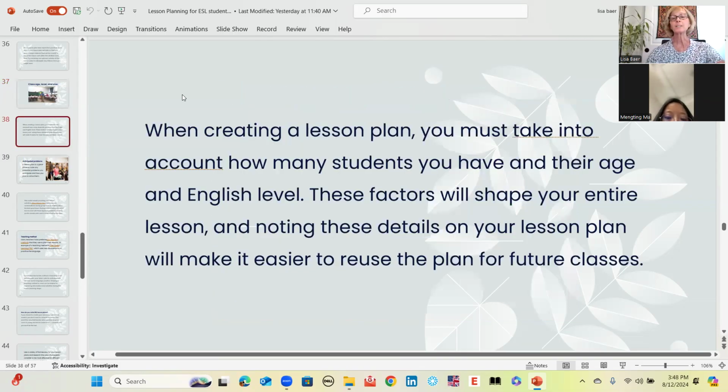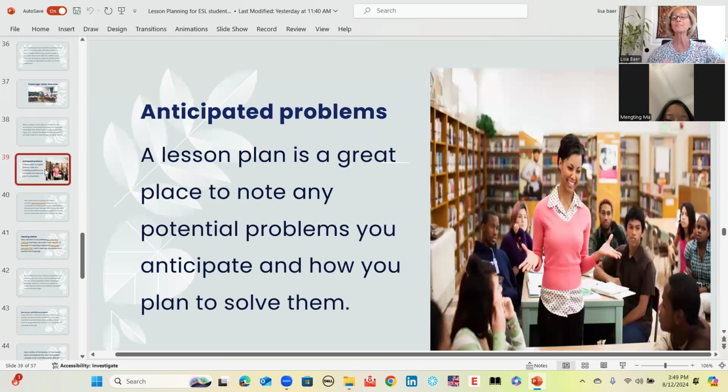So when creating a lesson plan, you must take into account how many students you have and their age and English level. These factors will shape your entire lesson. And noting these details on your lesson plan will make it easier to reuse the plan for future classes. And that's your objective. You want to be able to reuse your lesson plans.